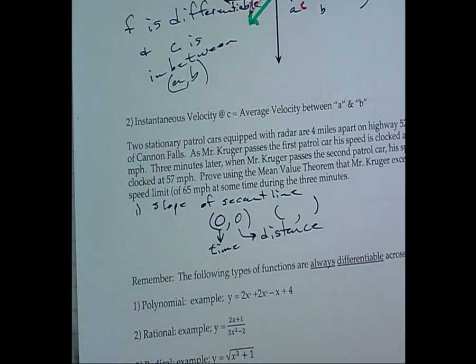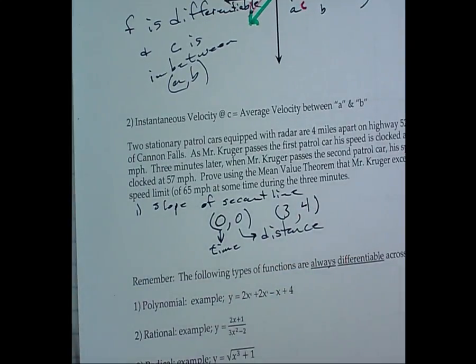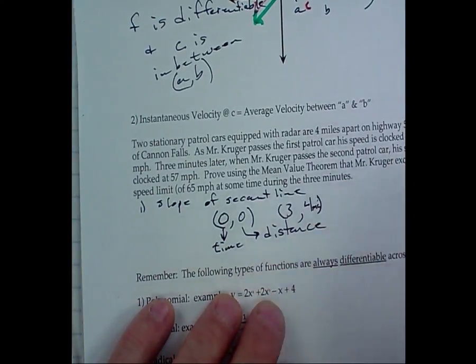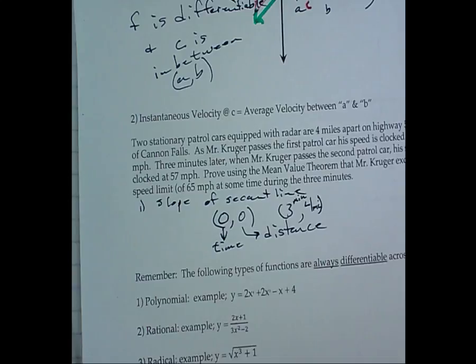3, 4. What's 3? The time, like 3 minutes. It's 3 minutes, and 4 is the 4 miles. So you're using the right information. Here's my question: when I use that to figure out my average rate, the slope of a secant line, 4 miles over 3 minutes, what's my unit of measure?